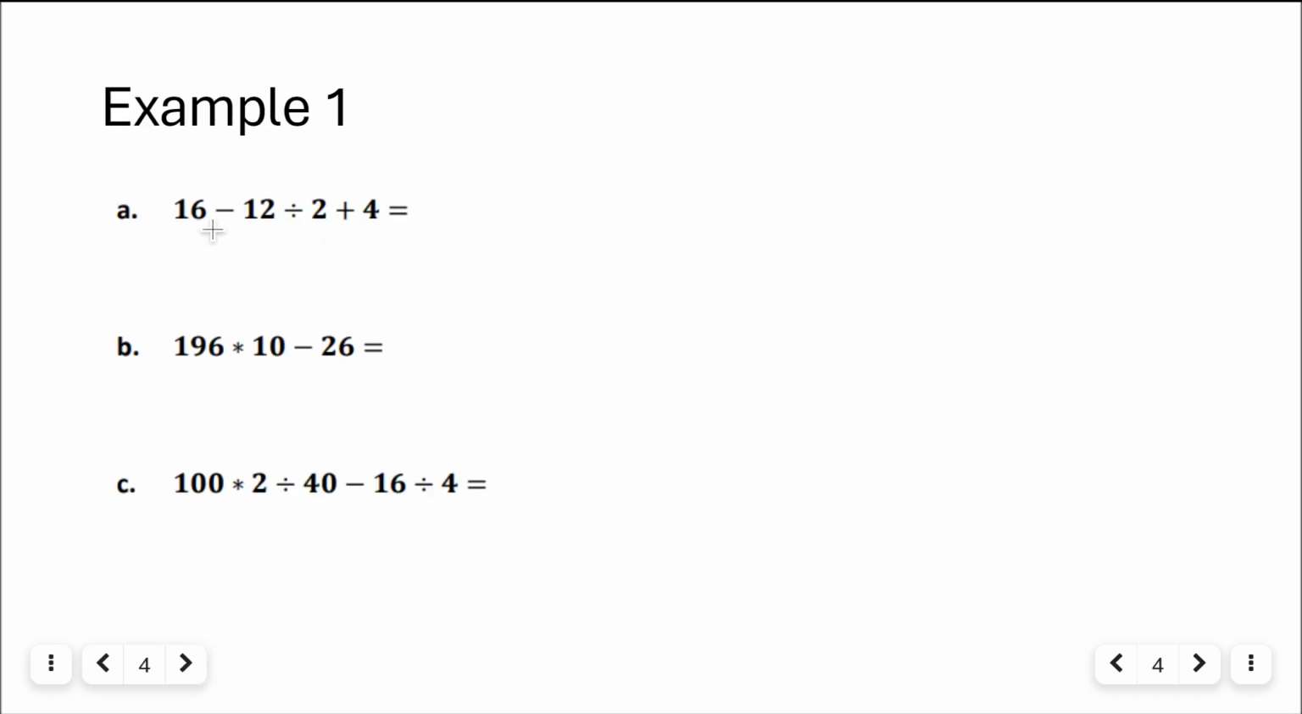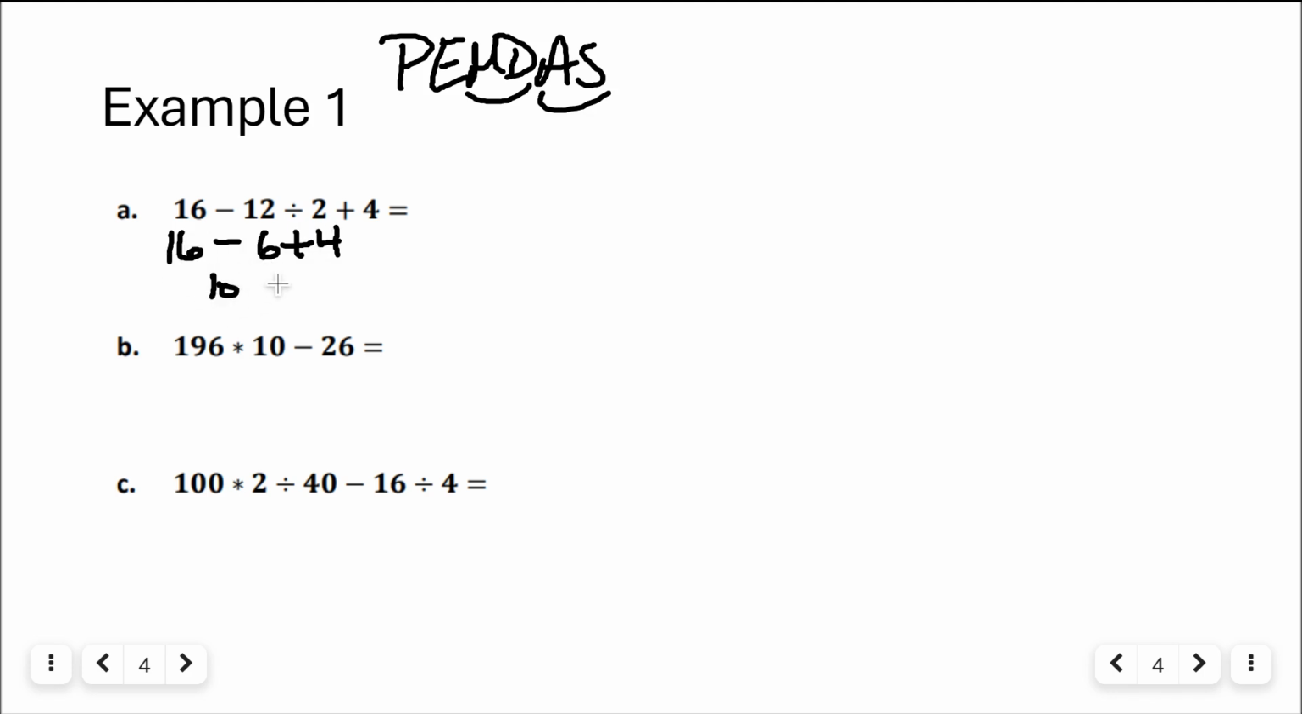Here we go. We got 16 minus 12 divided by 2 plus 4. So please excuse my dear Aunt Sally. There's no parentheses. There's no exponents in letter A. There is division, so we're going to do that first. We're going to leave the 16 minus 12 divided by 2 is 6 plus 4. Now we're going to add and subtract in the same step from left to right. So 16 minus 6 comes first. That's 10 plus 4. The answer is 14.